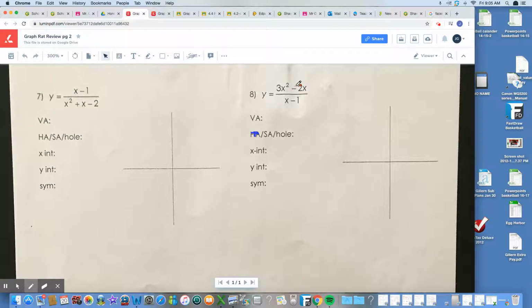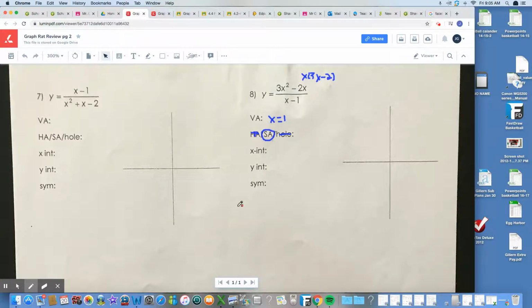All right, so let's just see if I can factor anything out of here. I can take out an x, which makes this 3x minus 2, but nothing cancels out here, so it's not going to be a hole. We're going to have a slant asymptote. All right, vertical asymptote is x equals 1.